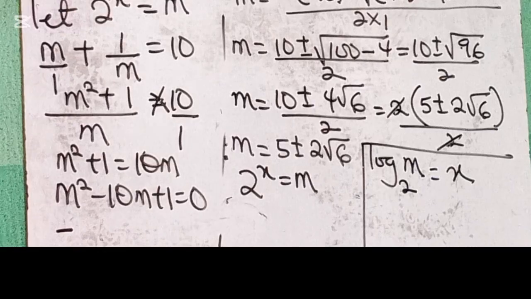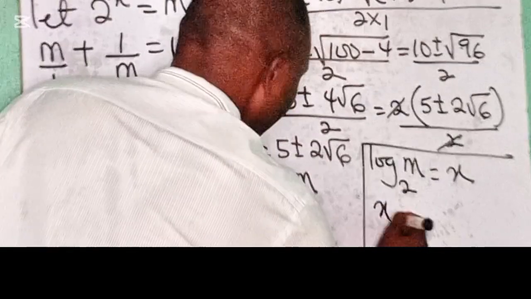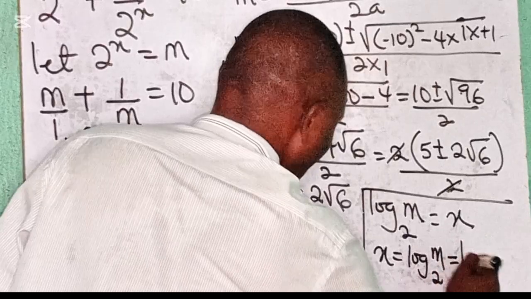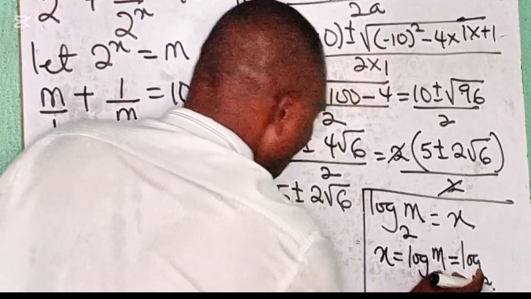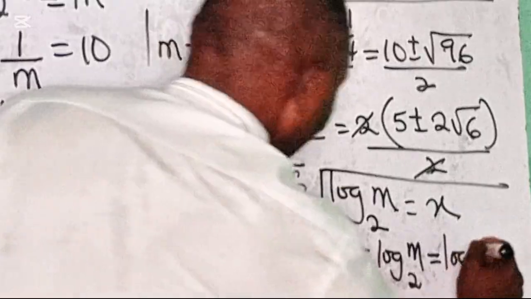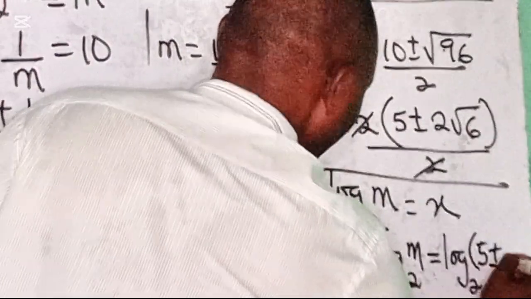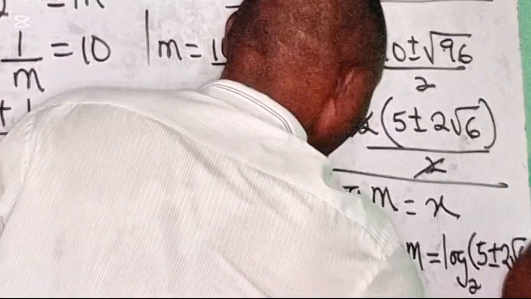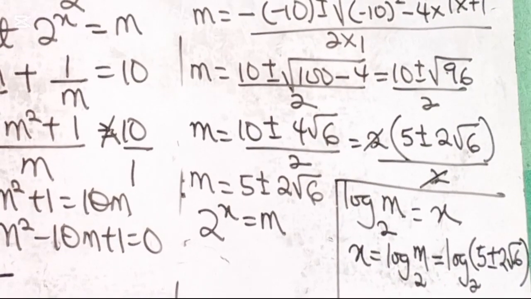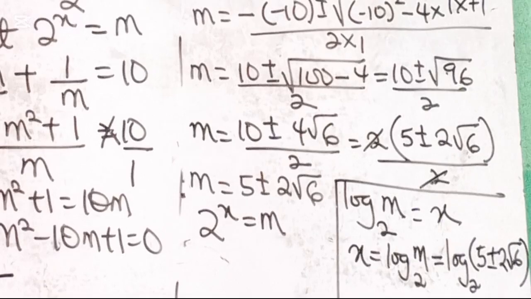Am I communicating? So from what I'm having here, if x is equal to log m base 2, this is equal to log base 2. Now, what is our m? Our m is 5 plus or minus 2 root 6. So my x now is log of 5 plus or minus 2 root 6, base 2. So that is our answer. Thank you.